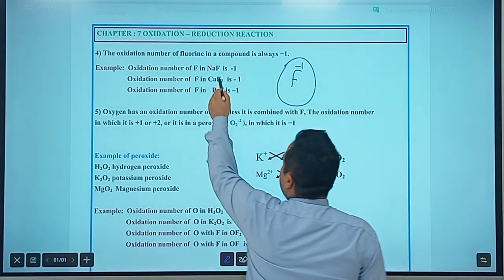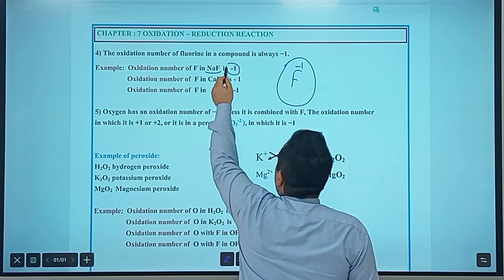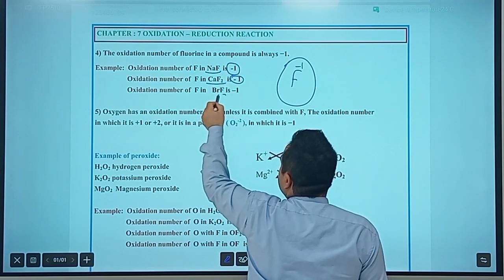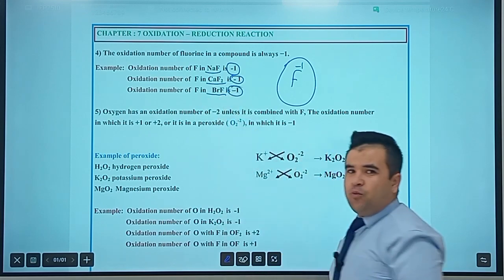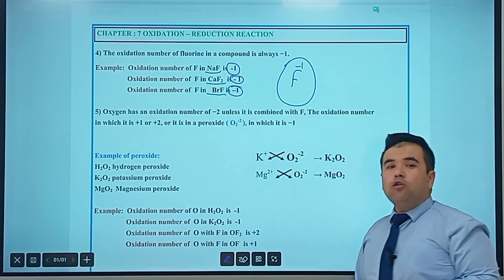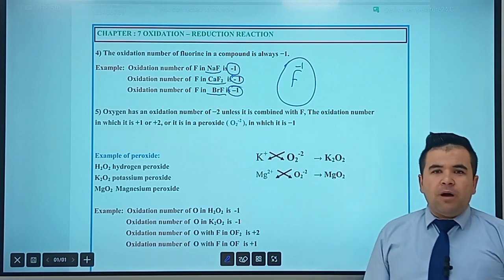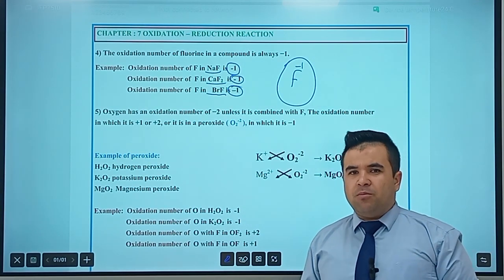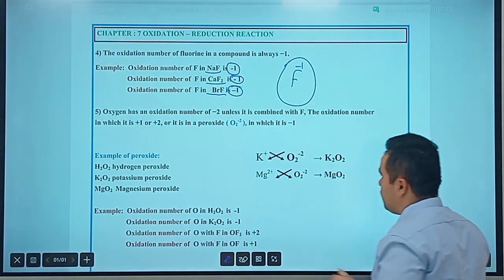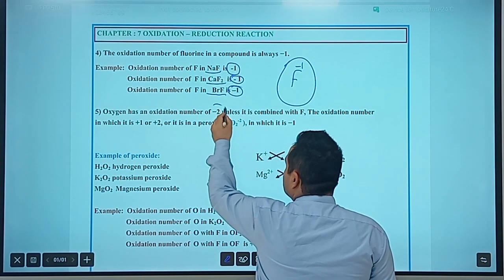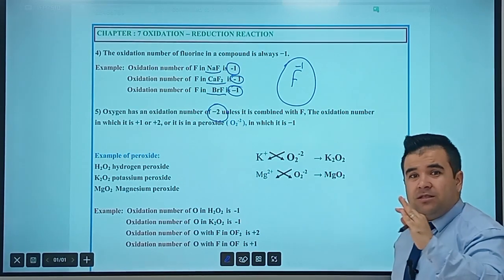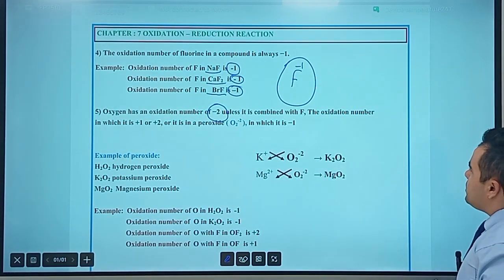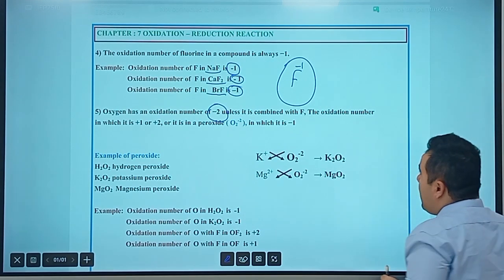For example, in NaF, the oxidation number of fluorine is negative 1. In CaF2 it is negative 1, and in BrF it is negative 1 as well. About oxygen, the fifth rule talks about oxygen, guys. Oxygen has 3 states of oxidation number. Usually it's negative 2. Usually.